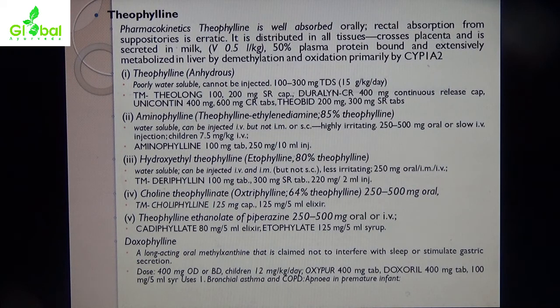Doxofylline is a long-acting oral methylxanthine that is claimed to not interfere with sleep and not stimulate gastric secretion. All the methylxanthines are used in bronchial asthma and COPD.